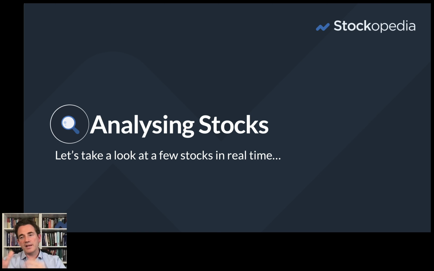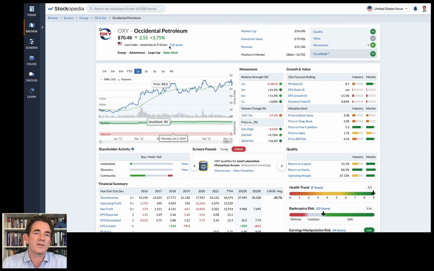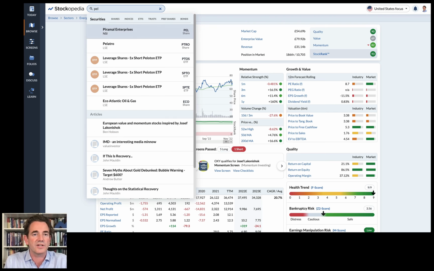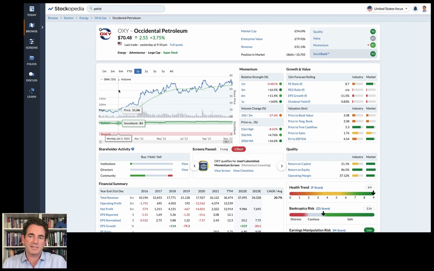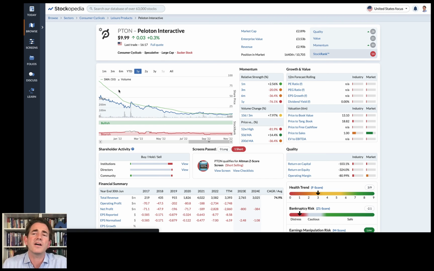Now, I want to jump onto a bit of Q&A in a mo, but I thought it'd be worth just having a quick look at a few shares. So I'm just going to pull up, here's Occidental Petroleum, which we just looked at. But I thought it would be better to look at a stock like, let's say, Peloton, which is at the other end of the spectrum at the moment. And if you are an investor who has one of these at home, which I do, it's an absolutely fantastic product. I have to say it's a brilliant product, and I use it all the time.